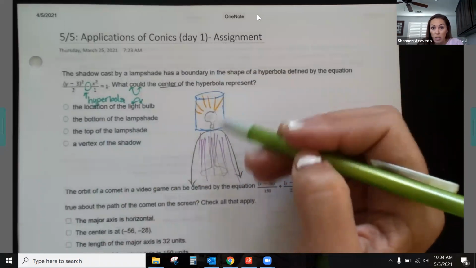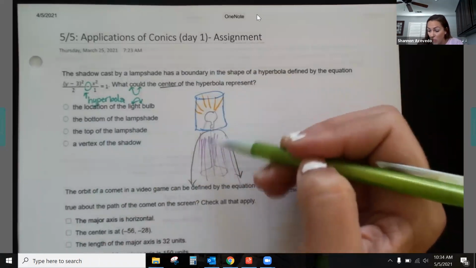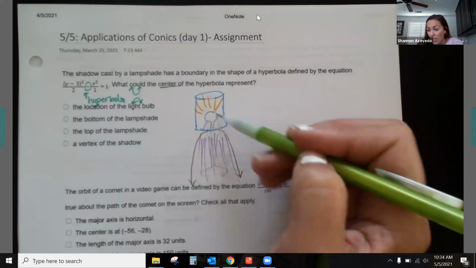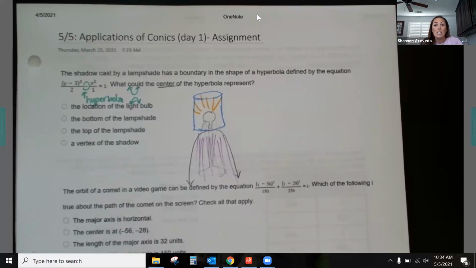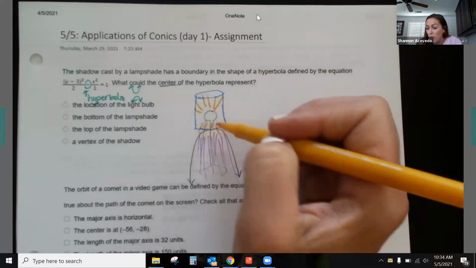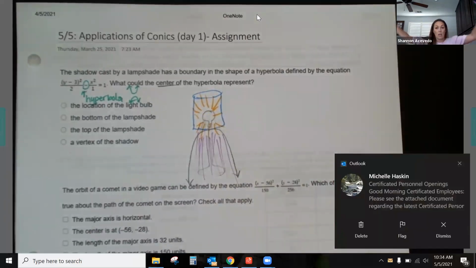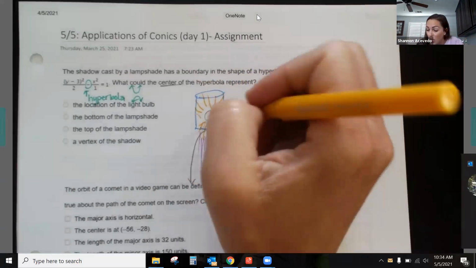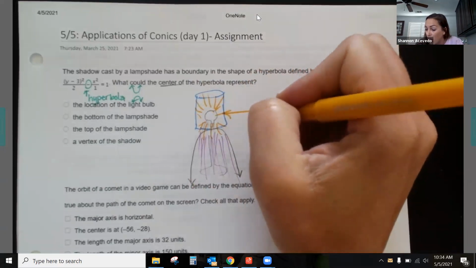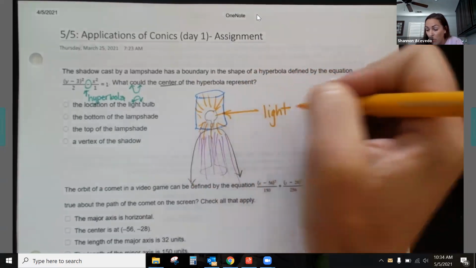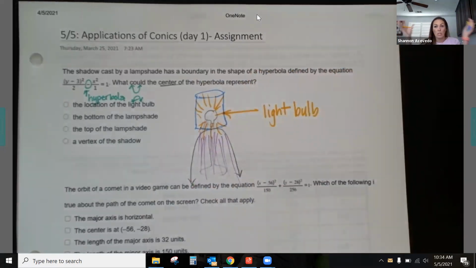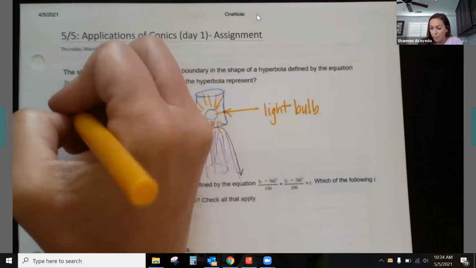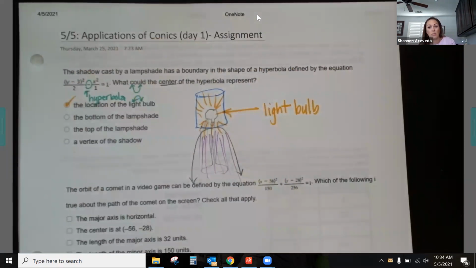So where does this shadowing start to happen? It happens because of this light being projected off. And when it's being projected off, it's aiming down. And that's happening right at the light bulb. The whole reason the shadow's happening is because of our light bulb, right? It's happening because this light bulb is shining this light everywhere. And so that shadow happens right here. So this would actually be the center of that hyperbola. So it is at the light bulb because that's where it's being produced. That's where it's starting. And so there you go.